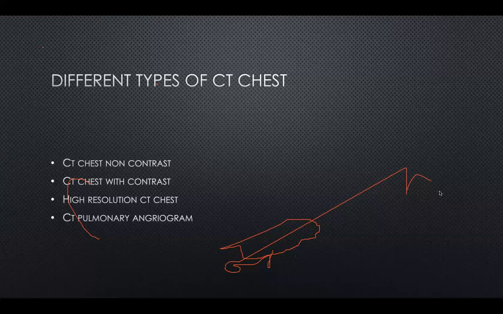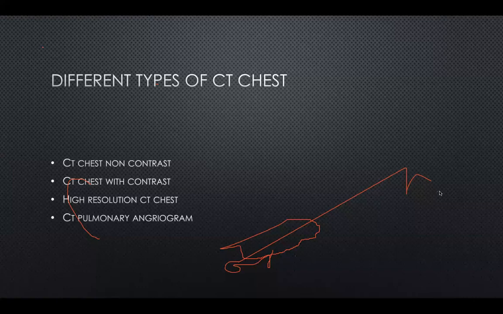We've also got high resolution CT chests, and a HRCT is usually requested for any suspicion of fibrosis, because you'll be able to see that so much better with the resolution quality of a HRCT. And then you've got your CT pulmonary angiogram, so your CTPAs, and you're requesting a CTPA if you've got any suspicion of a pulmonary embolus.